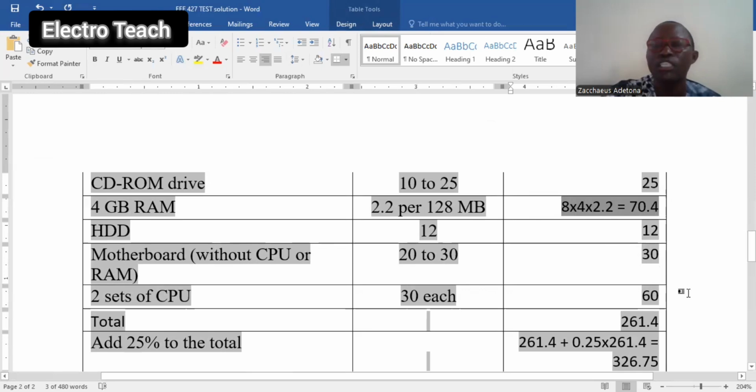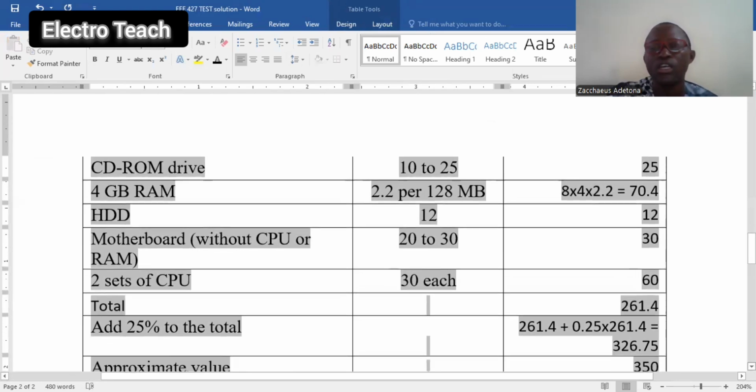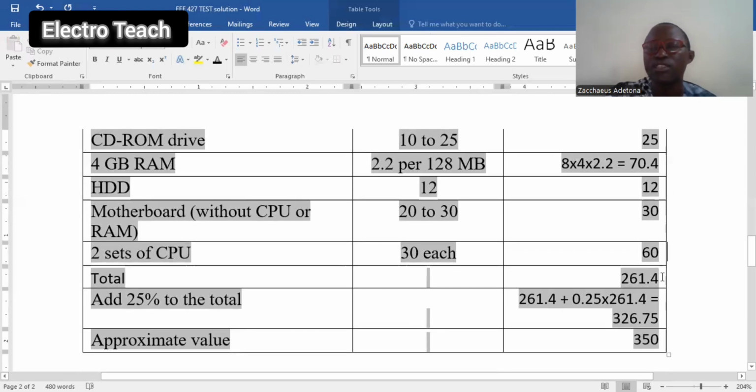Now the HDD, we have 12 watts. Motherboard without any CPU or RAM, we choose the highest, 30. The 2 sets of CPU, we have 30 each, so 2 multiplied by 30, that is 60 watts. That's the highest they will consume. So we sum up all of this, and we get 261.4 watts, as you can see.